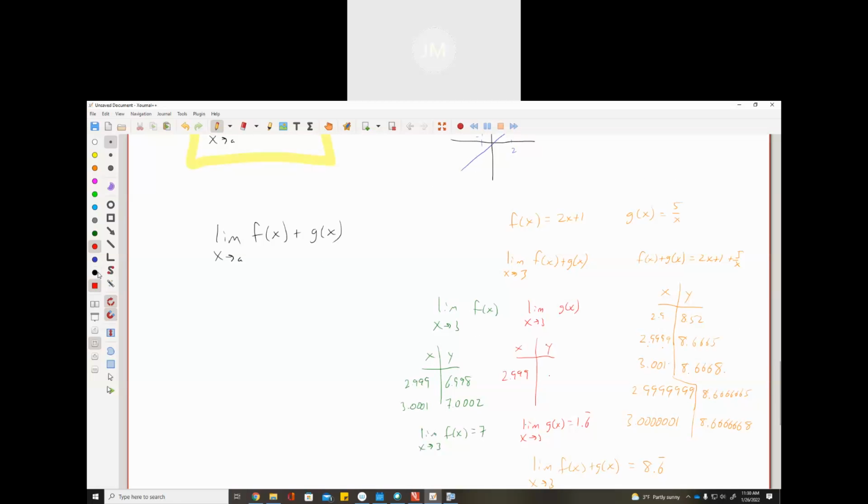So our first limit law is that if I'm adding two functions and taking a limit, it's going to be the same as doing those two processes separately. I can take the limit of the first function, the limit of the second function, and just add them together. So that's a limit law.